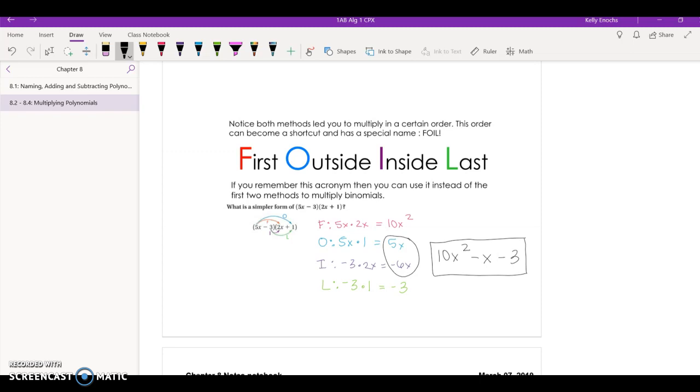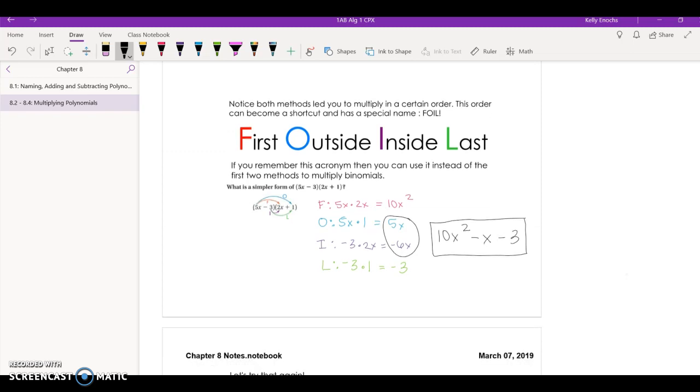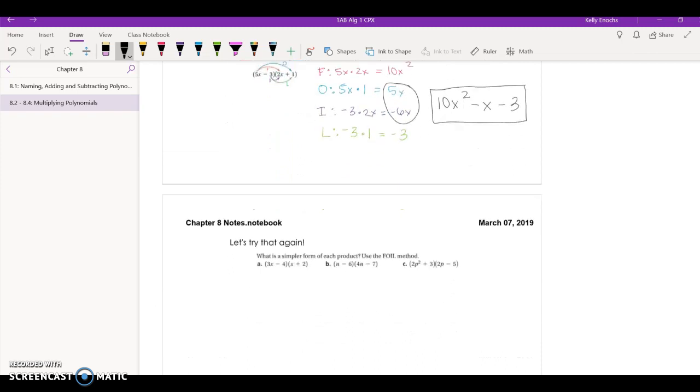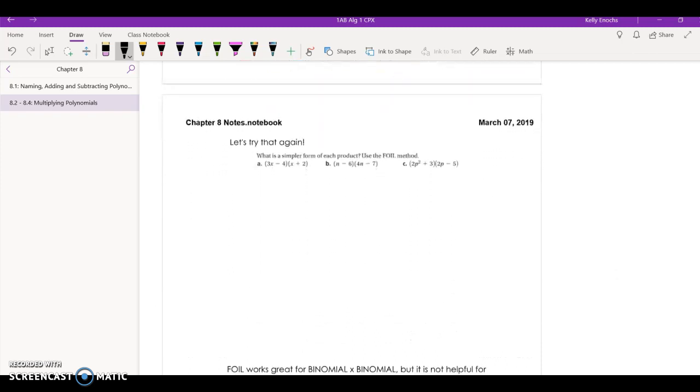So you can go through and you can do your distributive property, you can do the table, or if you like the mnemonic device of FOIL, you can use that to help you multiply any two binomials. Now I want you to try these 3 problems, and I'm going to put my answers up here in a second. So pause the video, do these problems, and then unpause it to check your answers and see how you're doing. You can use any method you want to multiply these.